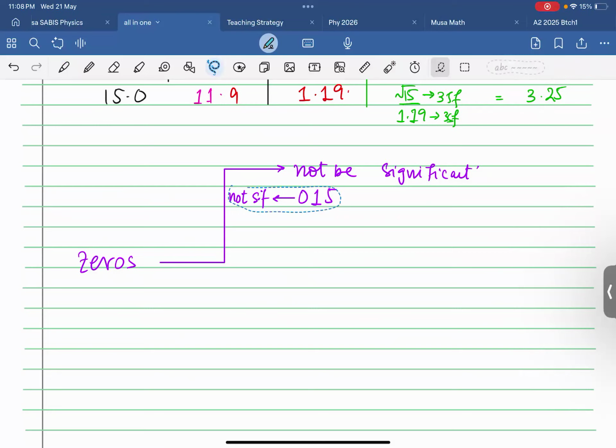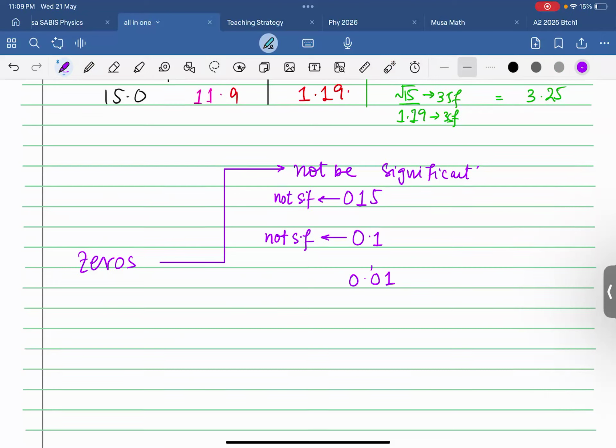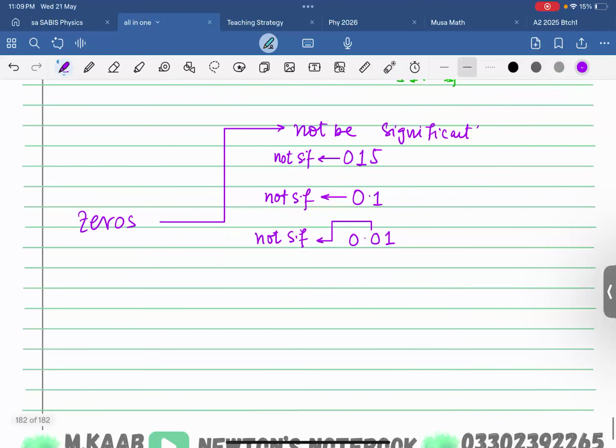Now the second case is if you have 0.1, this 0 is also not significant. If you have 0.01, this 0 is also not significant. These are the three possibilities where we have zeros that are non-significant.